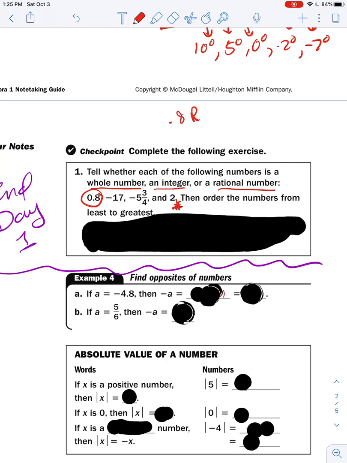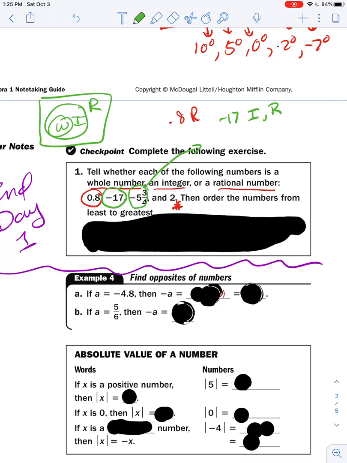Alrighty. How about negative 17? Negative 17 can't be a whole number, because whole numbers don't accept negatives. But negative 17 can be an integer, and then it can also be a rational number, because remember, whole numbers, every single one of them is an integer, and then every single one of them is rational.